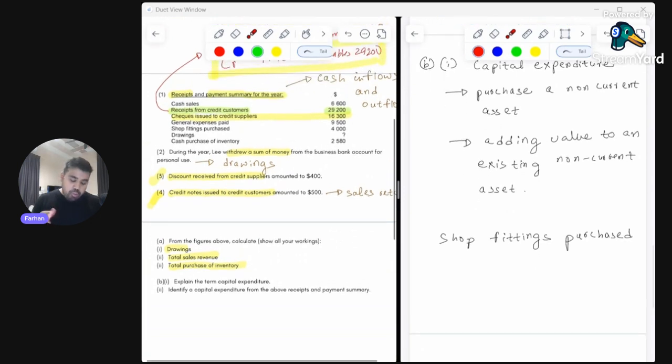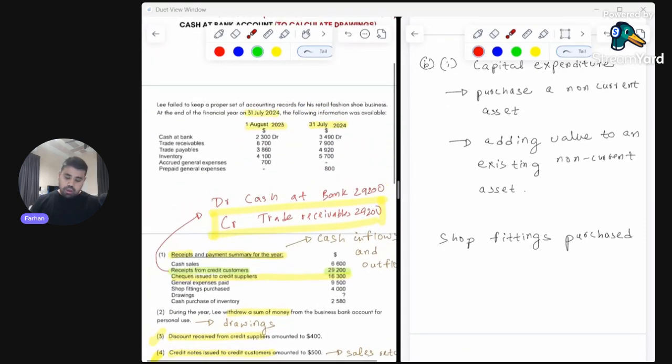And we have been asked to identify an example from the receipts and payments summary. Again, the only moment we have actually bought a non-current asset is the shop fittings. So shop fittings purchase of $4,000 is an example of a capital expenditure, obviously because it's a non-current asset. And when you have got shop fittings in place, you can actually place all your items there for your customers to go through and check, which is again part of your daily operations or revenue generation purposes. All right? Okay. All right.